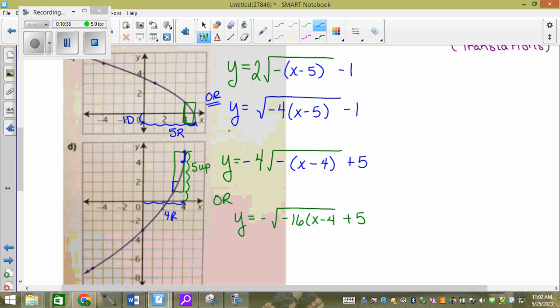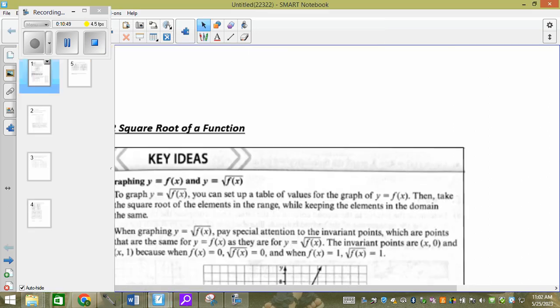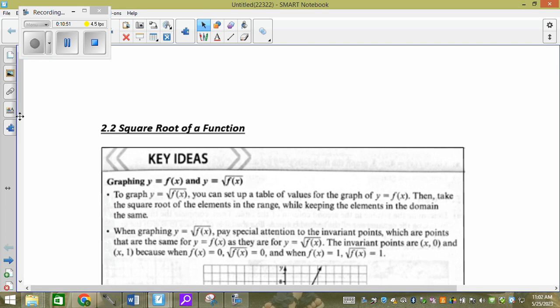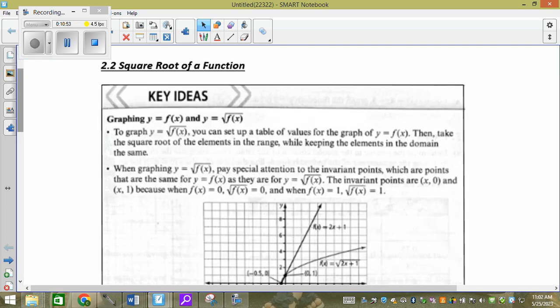All right. New notes for today. So, there are only 2 radical notes. That's it. In this chapter, there's 2 lessons. Rationals, 2 lessons. Other functions, 3 lessons. That's all we have left, 2 and 3.